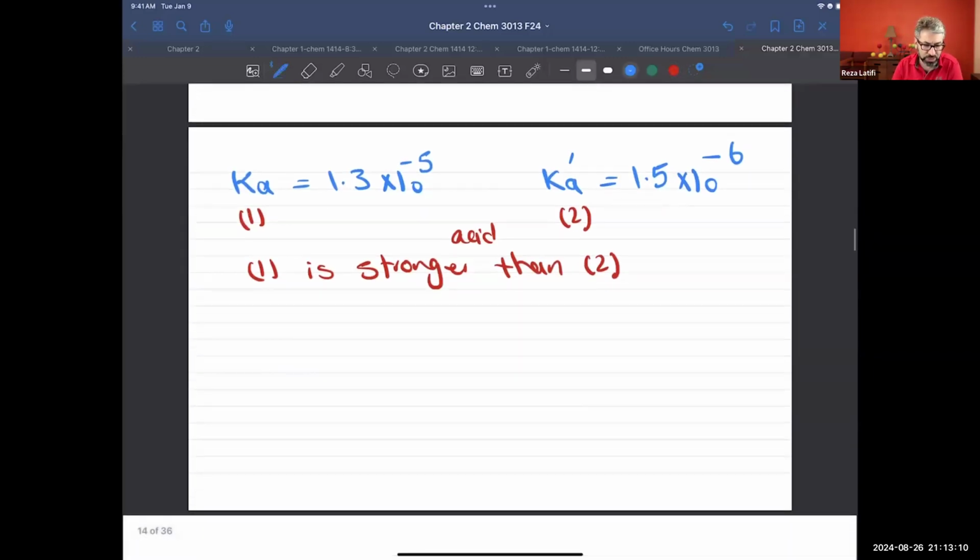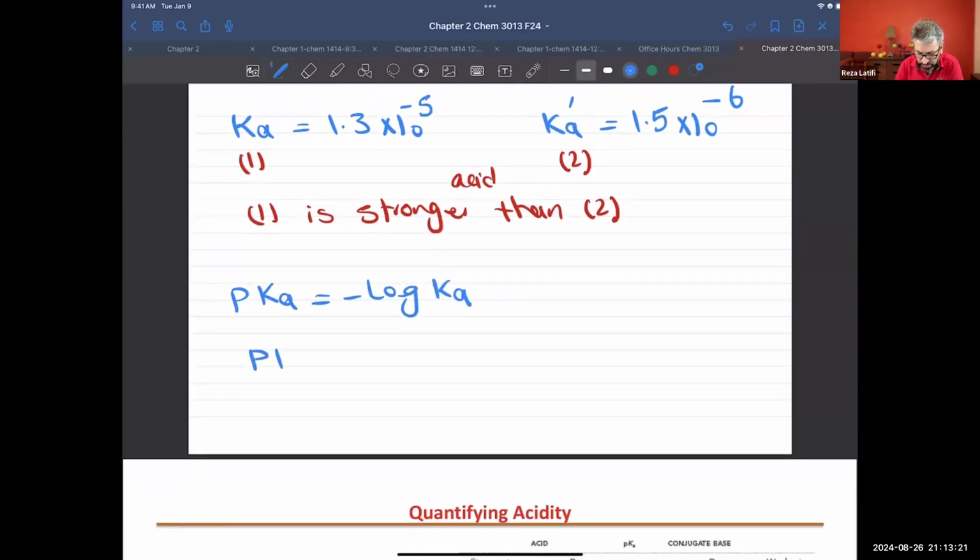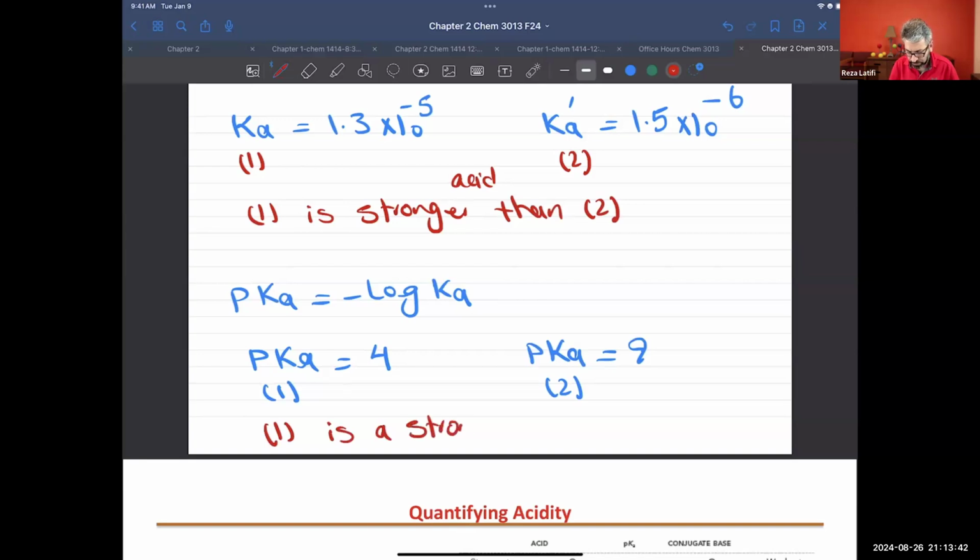But in organic chemistry, we use this term, pKa, and what's a pKa? Minus log of Ka. So if you have these two, say pKa 1 is, for example, equal to 4, and the pKa for another acid happened to be 9, which acid is stronger? The answer is again 1. 1 is a stronger acid than 2, because it has a smaller pKa. So it's the opposite for pKa: the one that has a bigger pKa is a weaker acid.